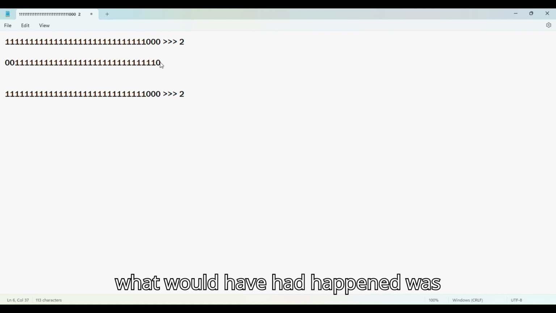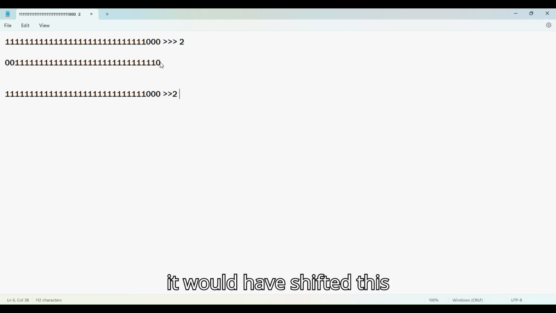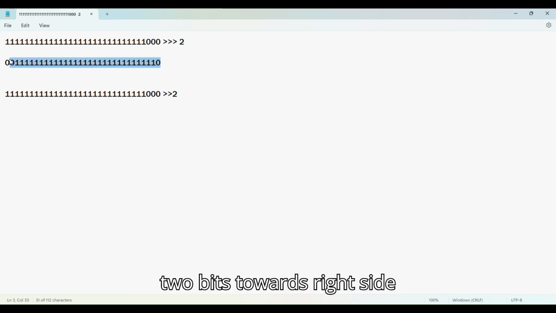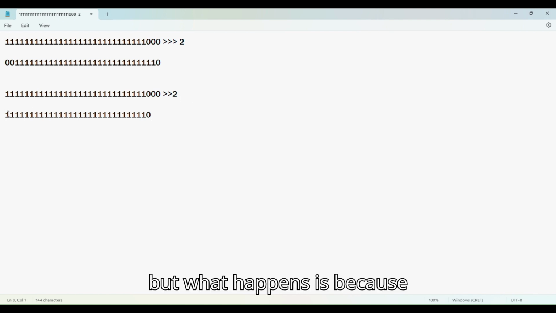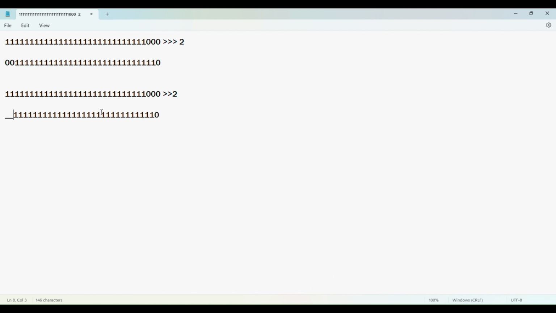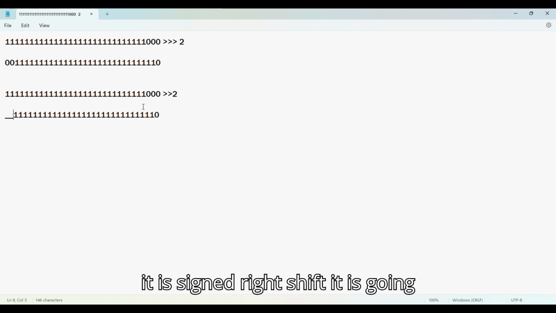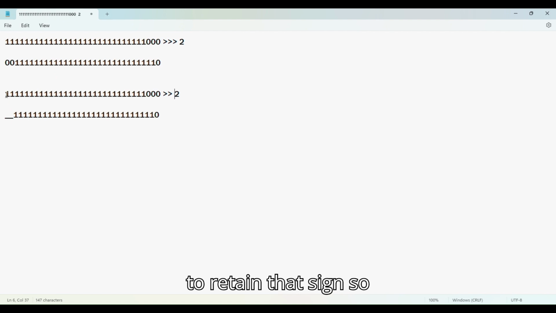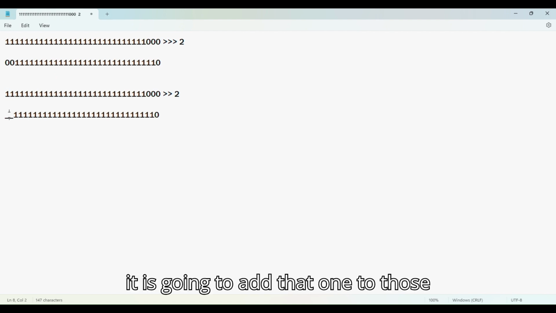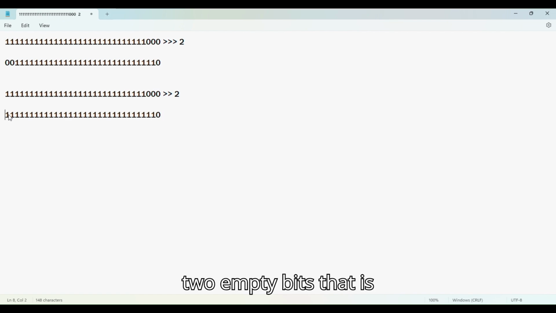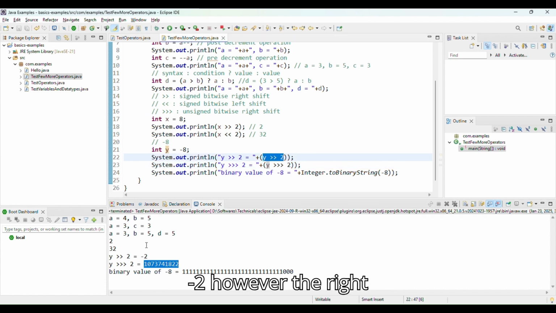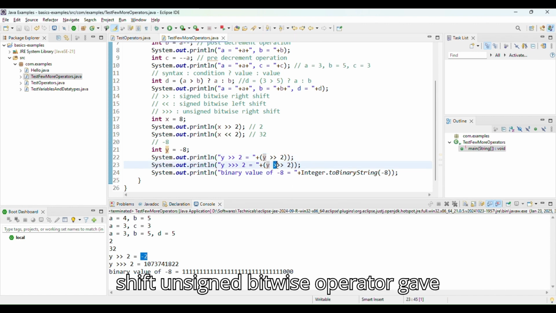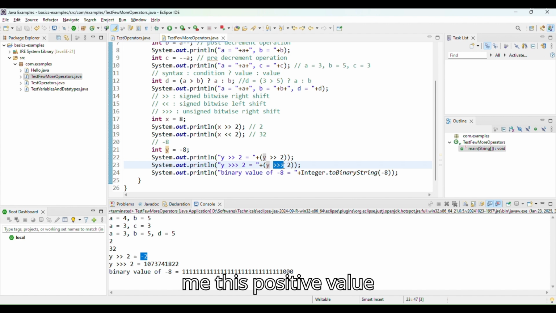But in case of just signed right shift, what would have happened was it would have shifted these bits towards right side, and there will be two empty bits. But because it is signed right shift, it is going to retain that sign, so it is going to add 1 to those two empty bits. That is why minus 8 right shift 2 gave me minus 2. However, the unsigned right shift operator gave me this positive value.